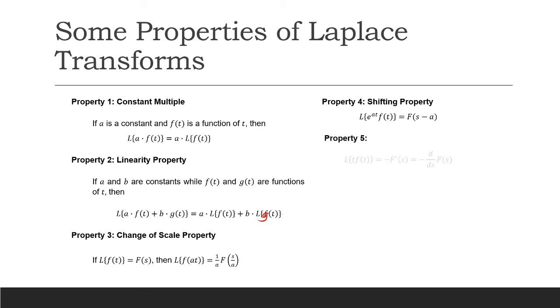In property 5, wala siyang pangalan. That is, if you have the Laplace transform of t, which is your argument, times f of t, then it is equal to negative F prime of s, meaning the first derivative of your F of s. So in short, pwede mo rin ito i-express as negative d over ds times F of s. Kumbaga, itong negative F prime of s, you can express this as negative d over ds, or the derivative with respect to s of F of s.